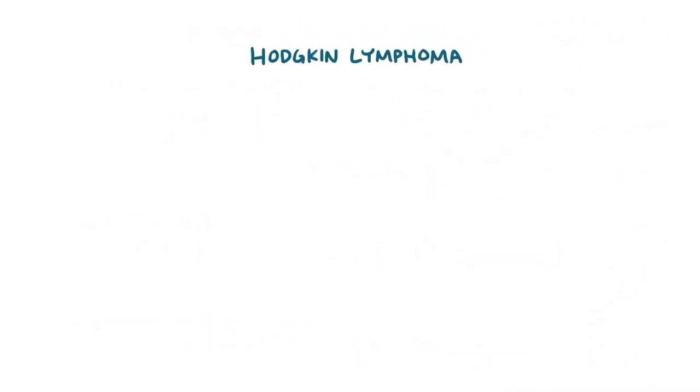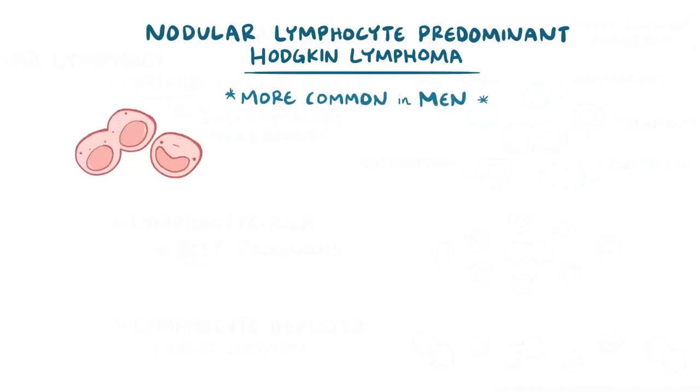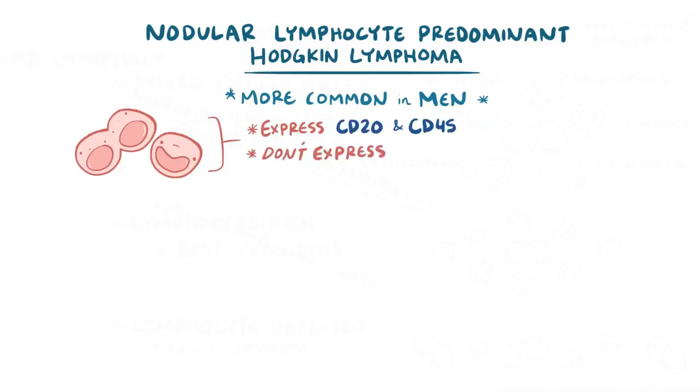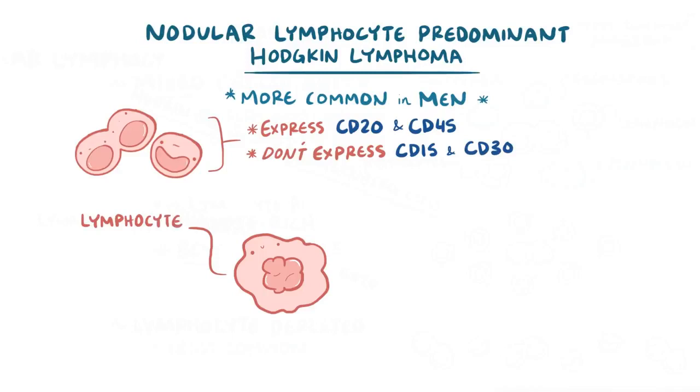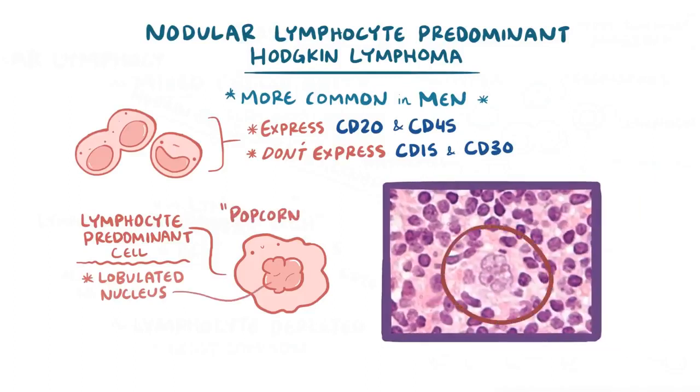The other major subgroup of Hodgkin lymphoma is nodular lymphocyte predominant Hodgkin lymphoma. This type is more common in men, and in contrast to classical Hodgkin lymphoma, the abnormal B cells express CD20 and CD45 on their surface, and they don't have CD15 or CD30. And there's also a variant of Reed-Sternberg cells called lymphocyte predominant cells. The lymphocyte predominant cells have a lobulated nucleus that looks a little like popcorn, so they're also called popcorn cells. Nodular lymphocyte predominant Hodgkin lymphoma is called that because of the large group of lymphocytes that form nodules around the popcorn cells.